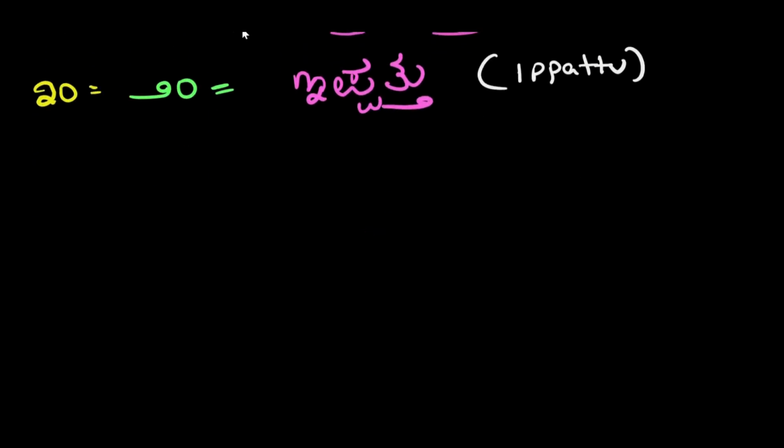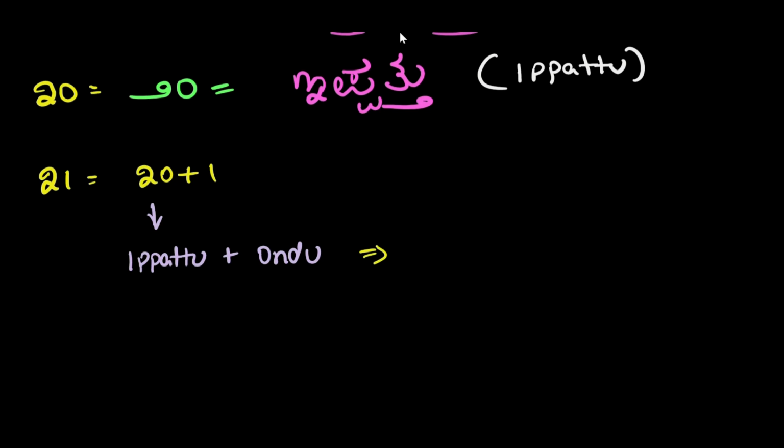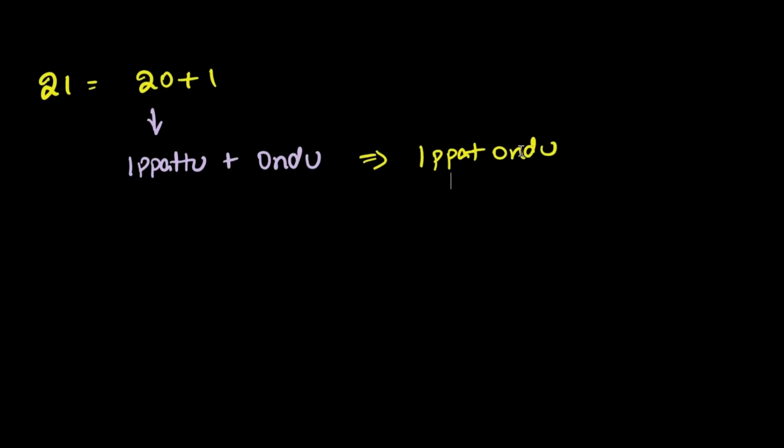So 21 is nothing but 20 plus 1, right? So what do you say for 20? 20 is known as ippattu, right? Ippattu plus what is 1? Ondu, right? So ippattu ondu, just merge it, it becomes ippattondu. That's all. So 20 plus 1, 21: ippattu plus ondu becomes ippattondu. Okay, so then comes 22.